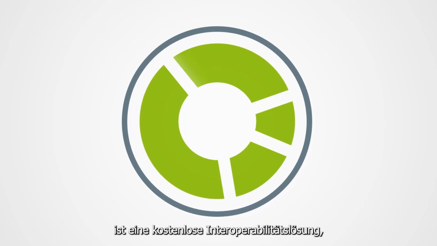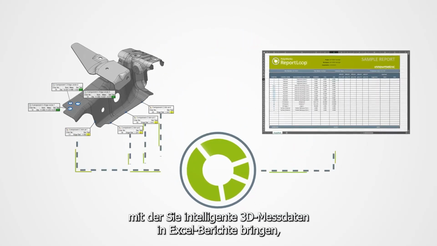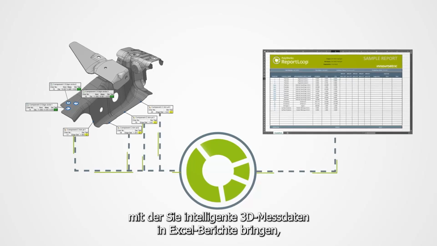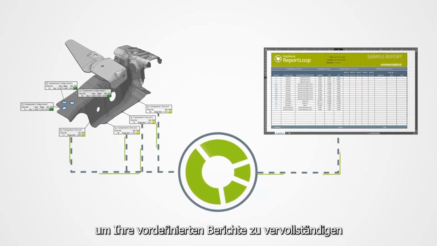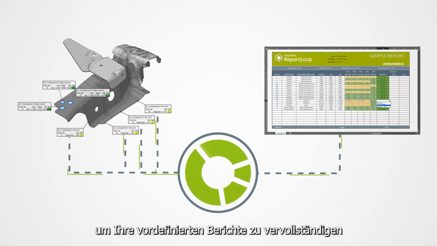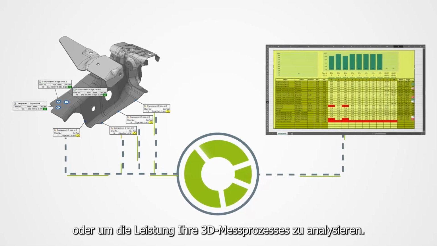PolyWorks ReportLoop is a free interoperability solution that allows you to inject smart 3D inspection data into Excel spreadsheets to complete your pre-formatted corporate reports or to analyze the performance of your 3D measurement process.